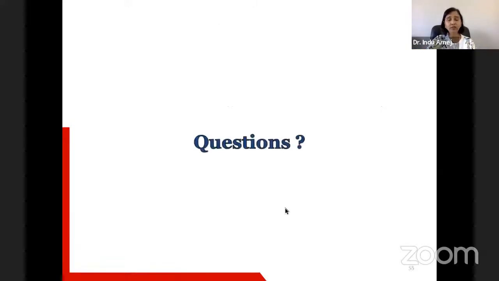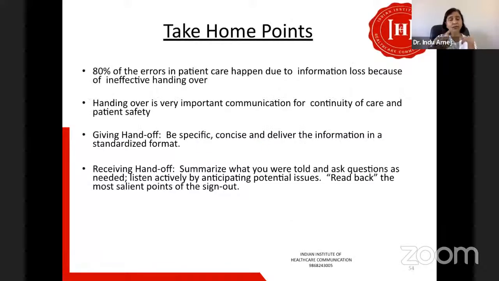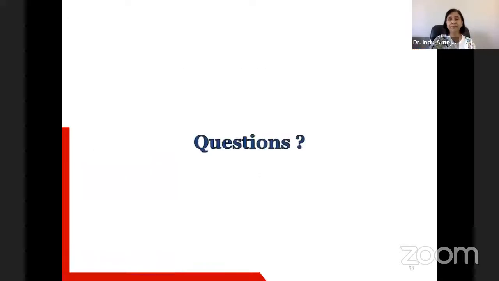And while receiving a handoff, very important, listen attentively, ask questions, summarize what you have been told to confirm that you have understood it rightly, and then read back so that you can check if there's anything that you have missed.